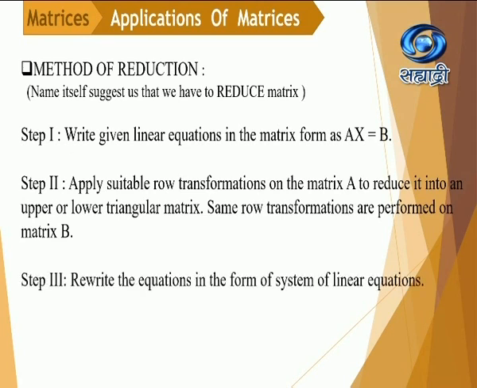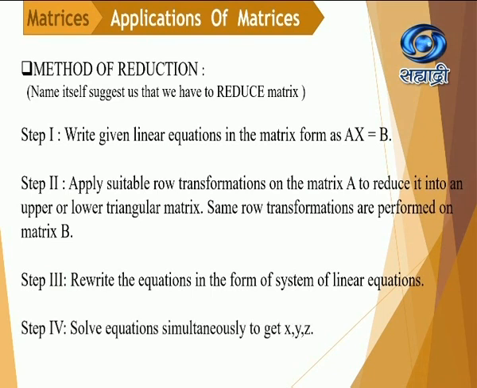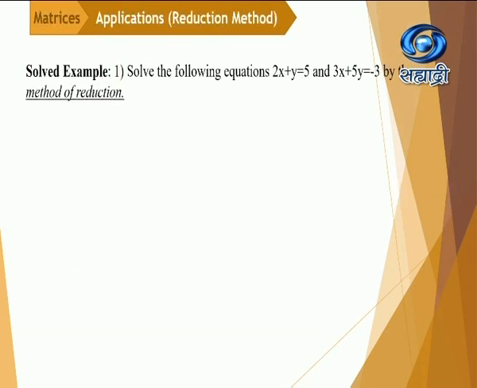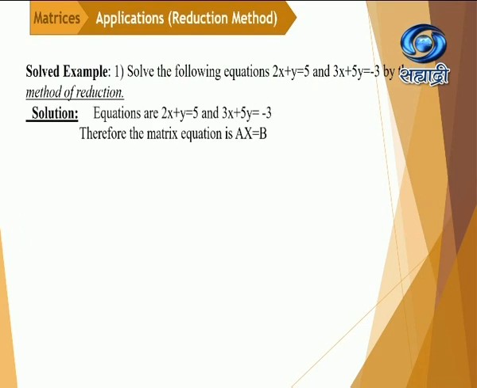Then rewrite the equations in the form of a system of linear equations. After getting the upper triangular or lower triangular matrix, we have to rewrite the equations in the form of a system of linear equations. And then we know how to solve the system of linear equations simultaneously to get x, y, z. So let us see one example here.